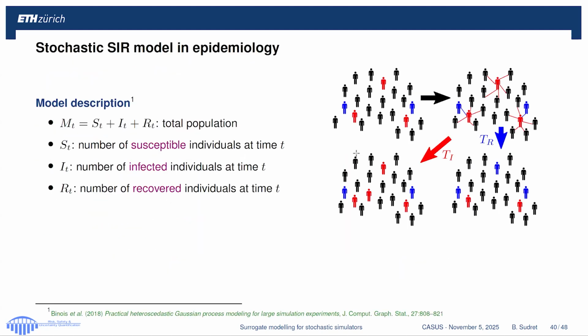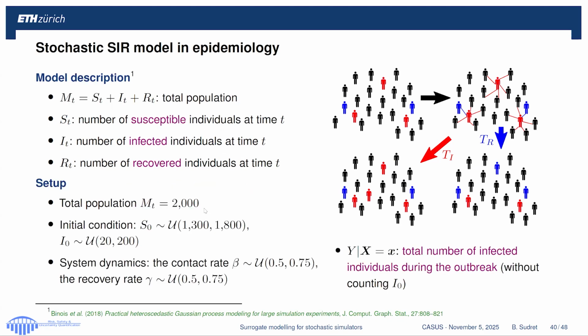The stochastic epidemiology model. Again, we start with a given population. At the beginning we have 3 types of parameters: some susceptible and just a few infected. Again, we don't know exactly, so we want to take this uncertainty into account. Then the system dynamics, how the epidemic spreads, is governed mainly by 2 parameters that again are not well known in practice, so you have some uncertainty.